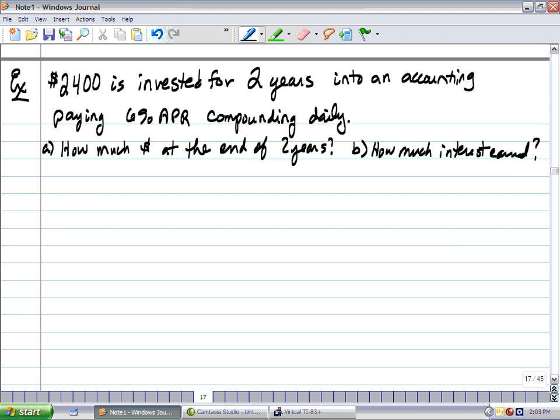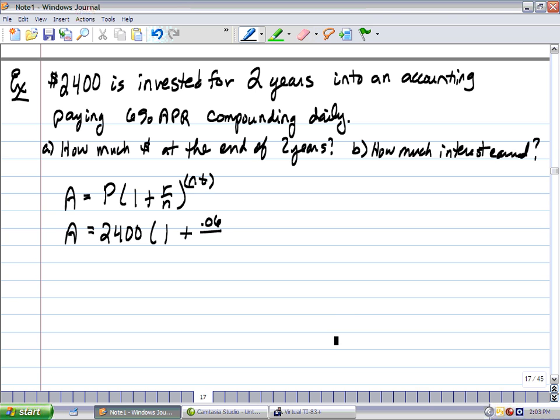Okay, so $2,400. Okay, A is P times 1 plus R over N to the NT. The P is how much I start out with, $2,400. The R, remember I have to change it to a decimal, so that's 6%, changing to 0.06. Compounding daily. I'm going to put a note in here. Let's use 360 days. If you're not told that, use 365. If you're told that, use 360. So I'll use 360 times how many years? 2 years.